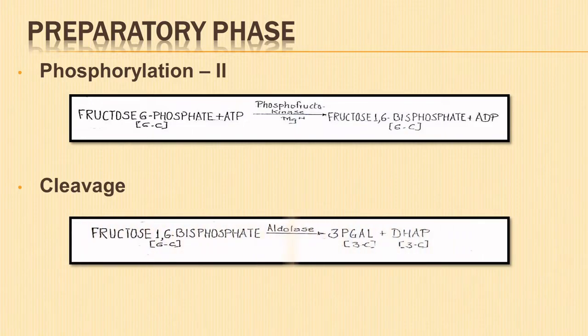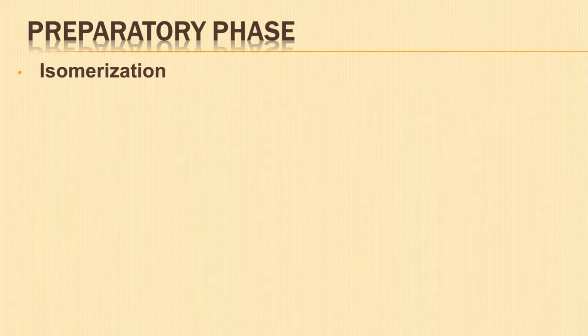The fourth step is cleavage. Enzyme fructose 1,6-bisphosphate aldolase catalyzes the cleavage or splitting of fructose 1,6-bisphosphate to yield 2 different triose-sugar phosphates, namely glyceraldehyde 3-phosphate and dihydroxyacetone phosphate or DHAP.